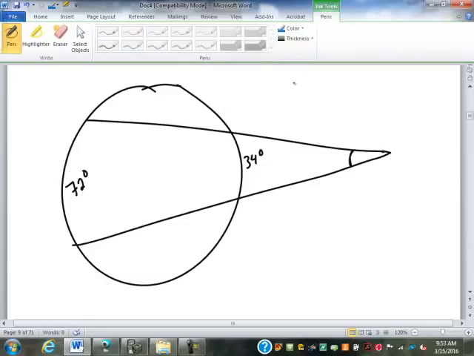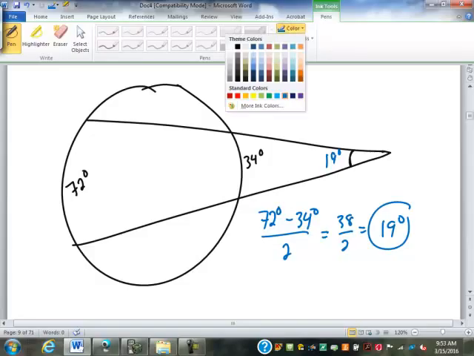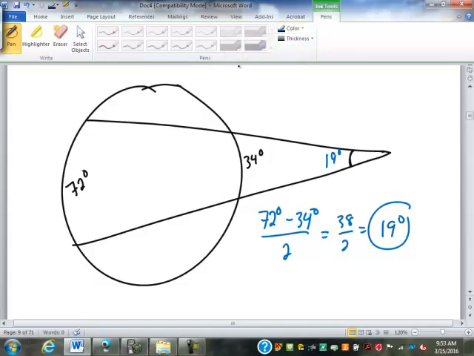It's now the difference between the two arcs divided by 2. If the vertex was inside the circle, you added the two arcs and divided by 2. The vertex is outside the circle, you're going to subtract. The 72 degrees minus 34 degrees over 2. That is what? 38 over 2, or 19 degrees. Does that make sense?